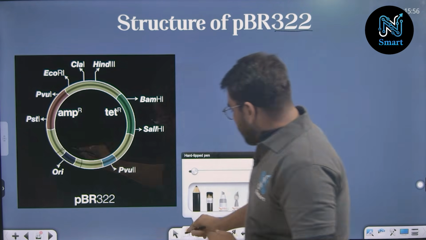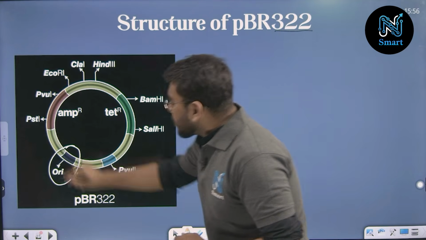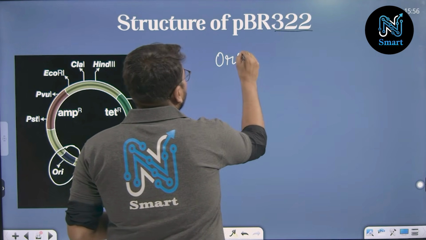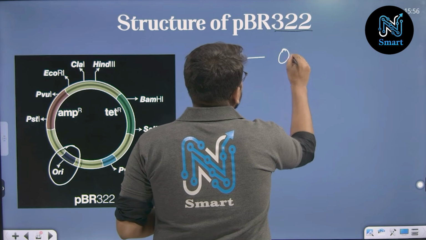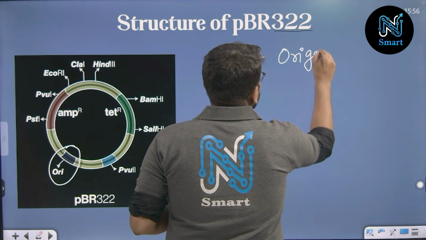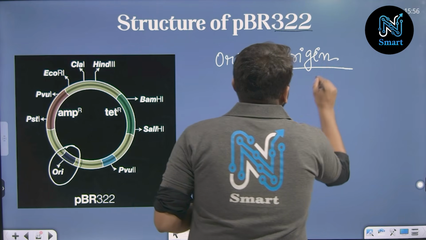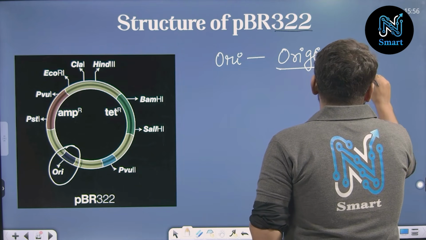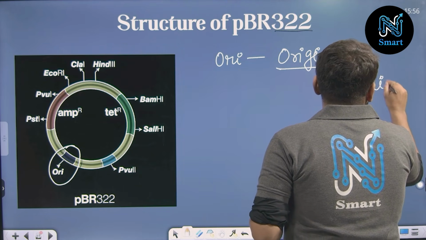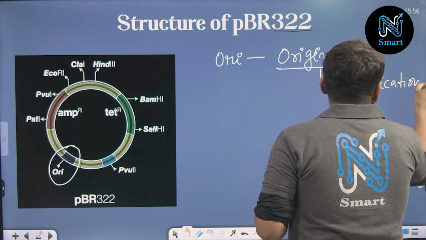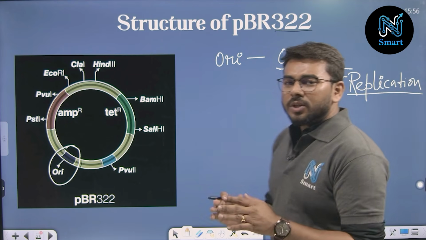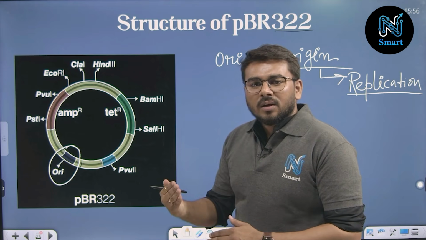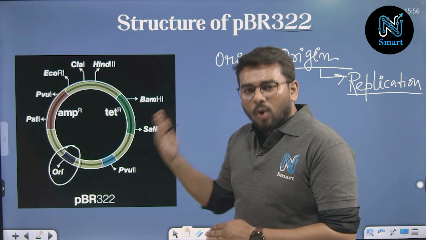PBR322 has its origin site. See, ori, that means origin. Here replication mostly occurs. That means the copy of DNA. DNA gets synthesized from that origin site.